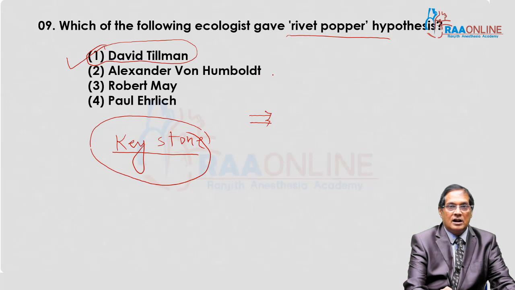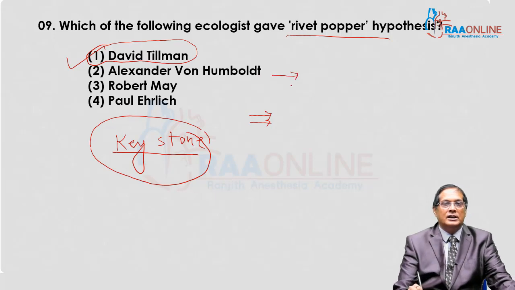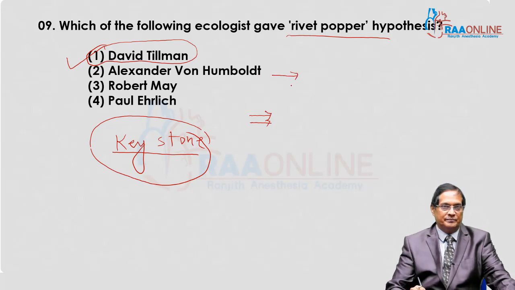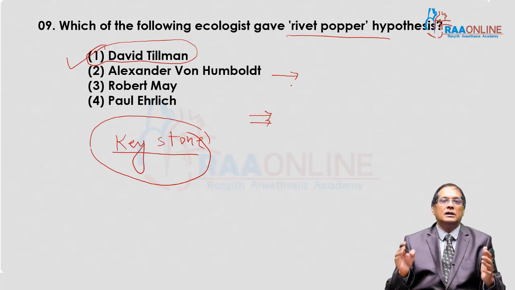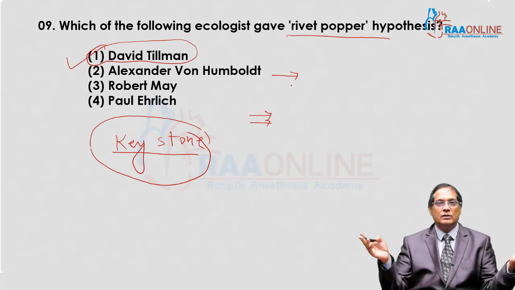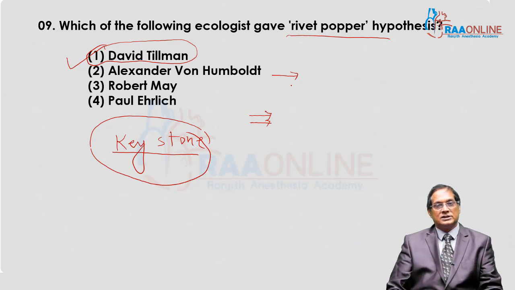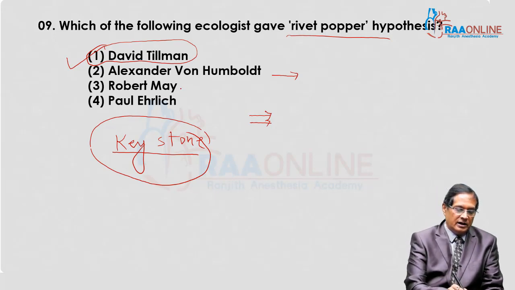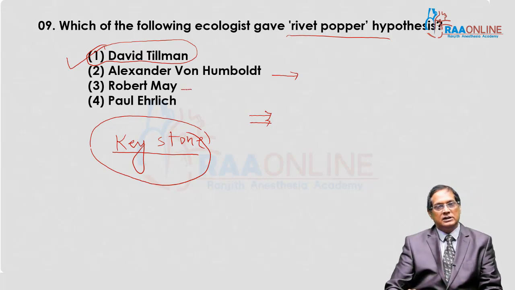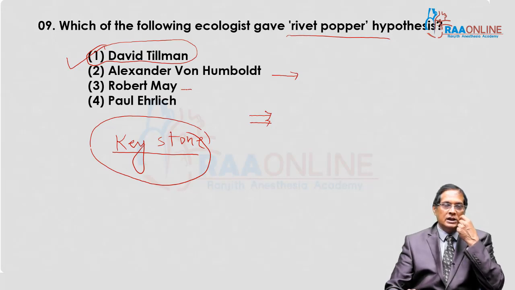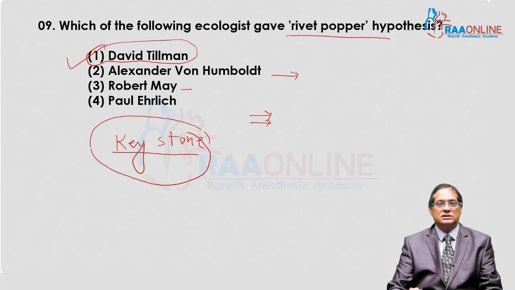Alexander von Humboldt is known for the species-area relationship. Limited area, least number of species; more area, more number of species, and that number is also dependent upon resources, according to Humboldt. Whereas Robert May gave the proper estimation of species. He assumed that 7 million species are supposed to be there in this living world.